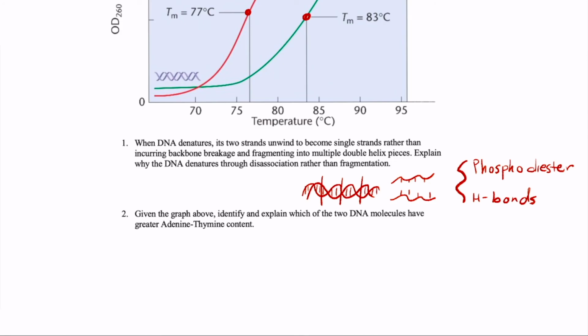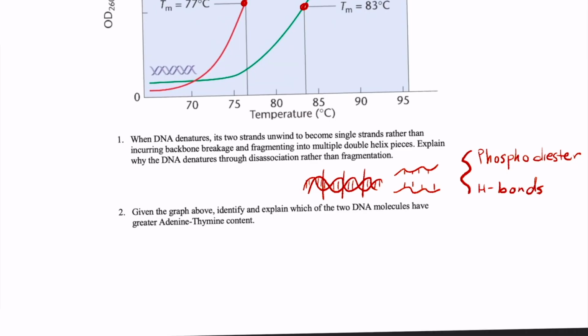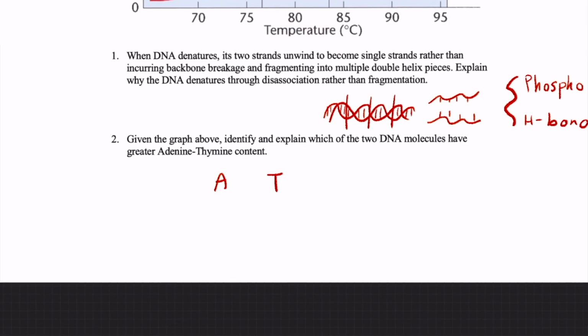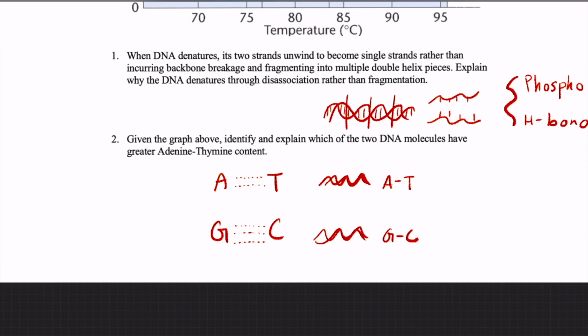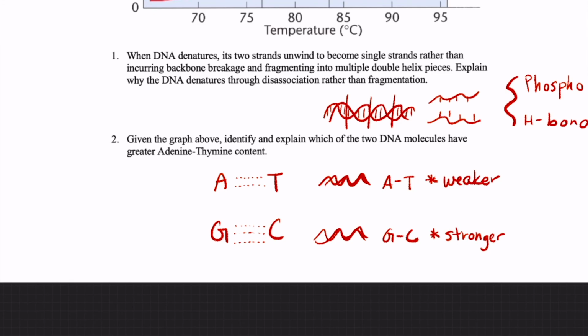Now, number 2 says, given the graph above, identify and explain which of the 2 DNA molecules has greater adenine-thymine content. So let's first talk about adenine and thymine versus guanine and cytosine. Because if you remember from an earlier lecture, adenine and thymine are connected via 2 hydrogen bonds, while guanine and cytosine are connected by 3 hydrogen bonds, which means that if a DNA molecule has greater AT content versus a molecule with greater GC content, the DNA containing the AT content is going to be weaker in holding the two strands together. And the GC-heavy DNA will be stronger because of a greater number of hydrogen bonds.